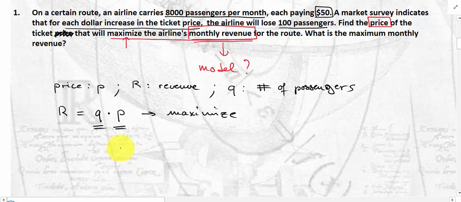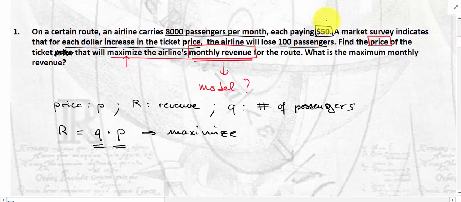Let's read the beginning of the problem. On a certain route, an airline carries 8,000 passengers a month, each paying $50. So with this information, the price is fixed, right? It's $50. P equals $50 right here. But we're looking for a price. So actually my price is not really fixed. This is just a base number I'm dealing with here.